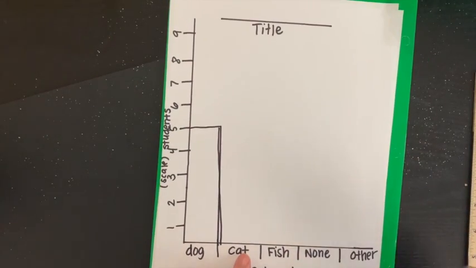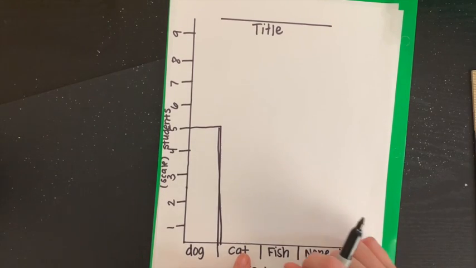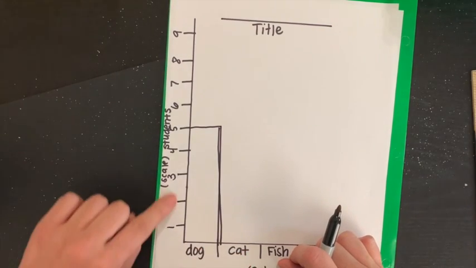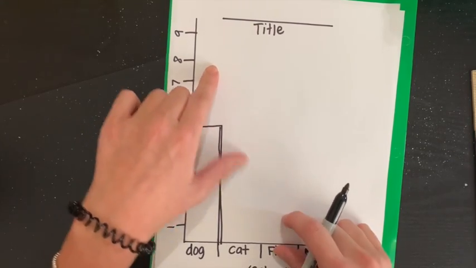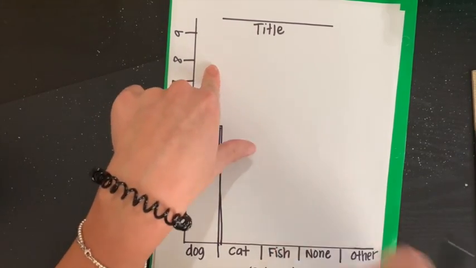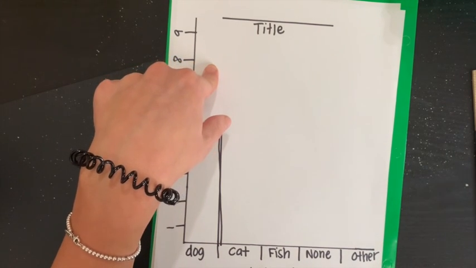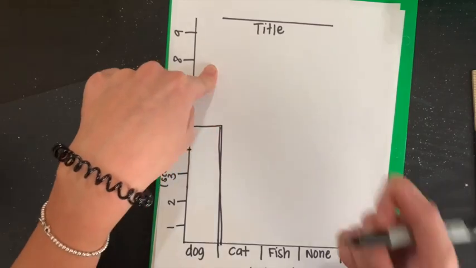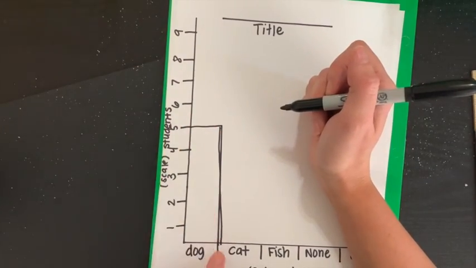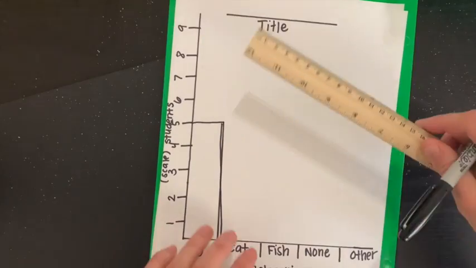Okay, what about a cat? We have 8 students who have a cat, so I gotta go all the way up to 8. And then I need to move over to my cat column here. Your bars are going to touch each other, but they're not going to overlap. So when you draw your bar, it's gonna touch this side right here, but it's gonna go up to 8, and it's gonna be separate.